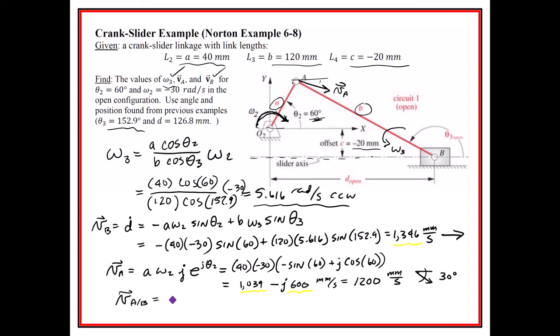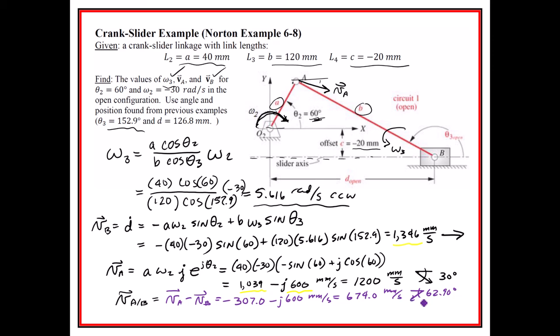So if we do that, that's going to be VA minus VB. We end up with negative 307. And then, yeah, it goes A minus, so we get negative j 600. Yep, that's great. Millimeters per second. And we would end up with 674.0 millimeters per second, in this direction right here, of 62.90.